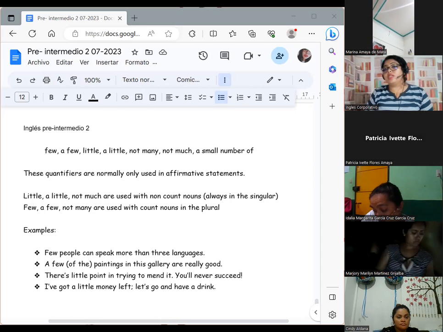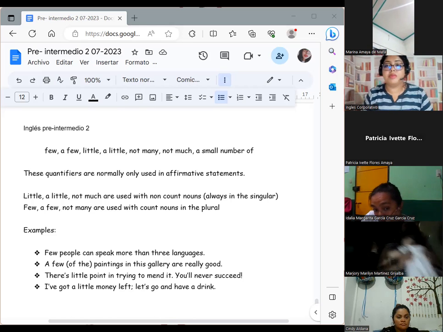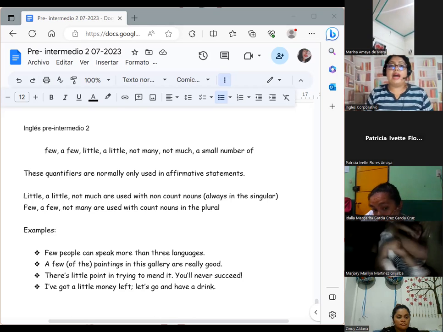They are very short words, but they have a lot of information that we need to learn about them.